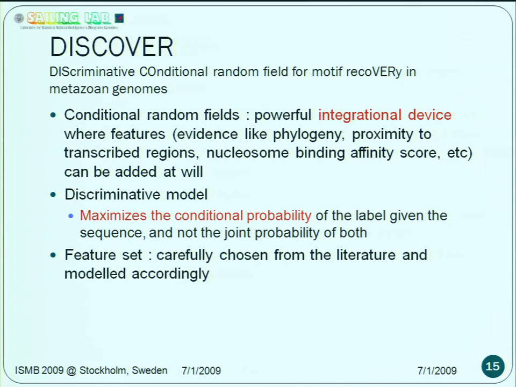Firstly, since it's a conditional random field, it is a discriminative model. And by discriminative model, what we mean is that it maximizes the conditional probability of the label given the sequence rather than the joint probability. And as a result, it is less sensitive to noise in the data.